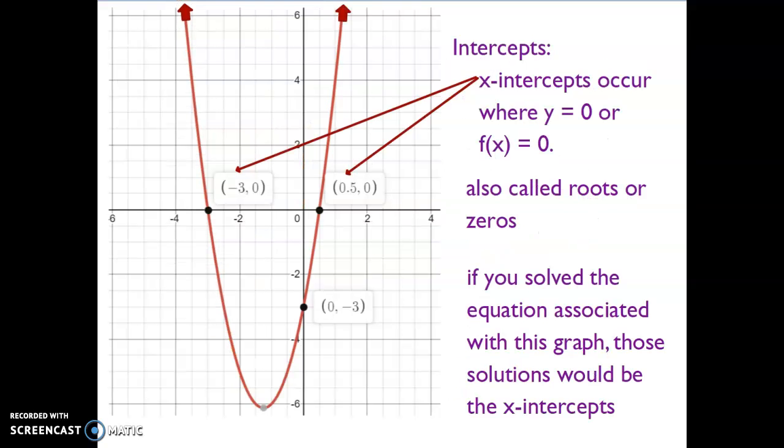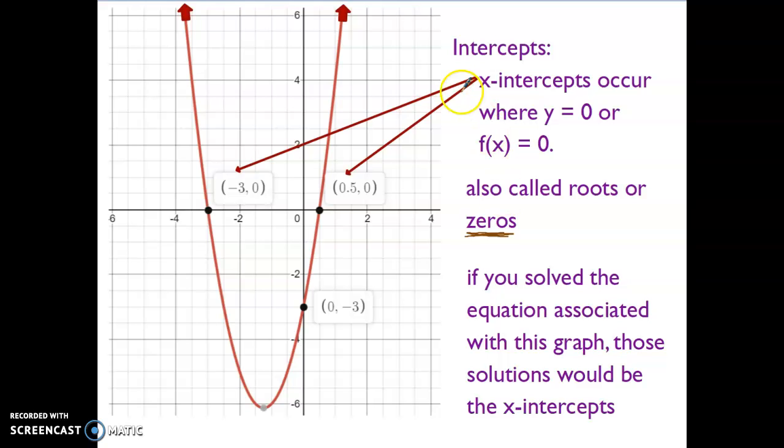Okay, the next feature we want to look at is intercepts. Our x-intercepts are where y equals 0. Y is the same thing as f of x, so I could say that f of x equals 0. These are called roots. These are also called zeros. When we do this in your calculator, it's going to use the term zeros.